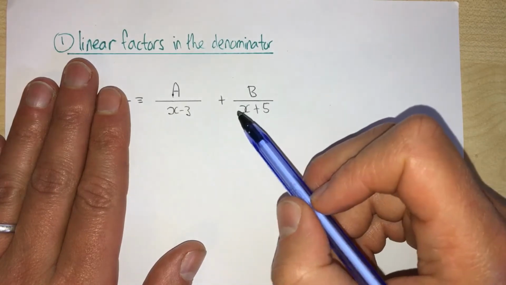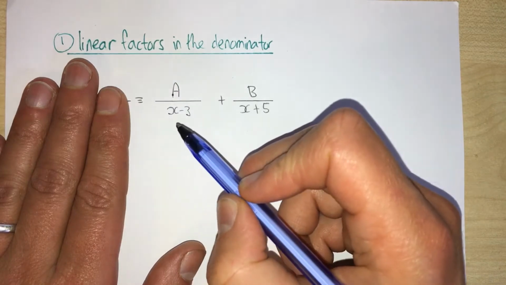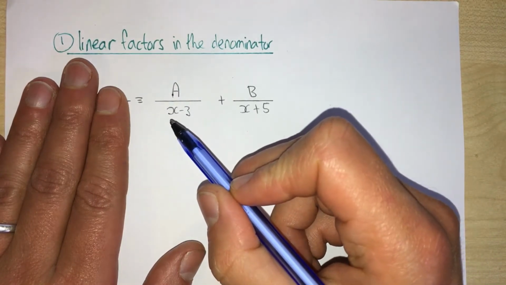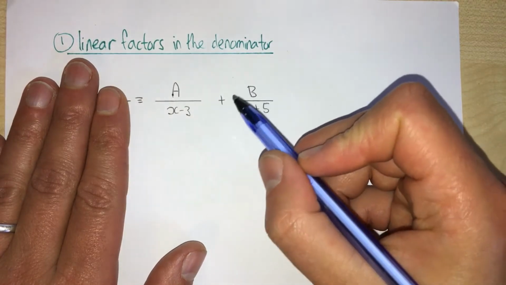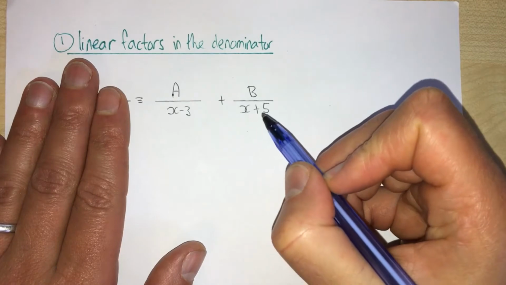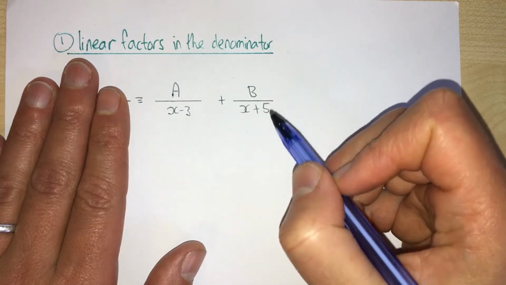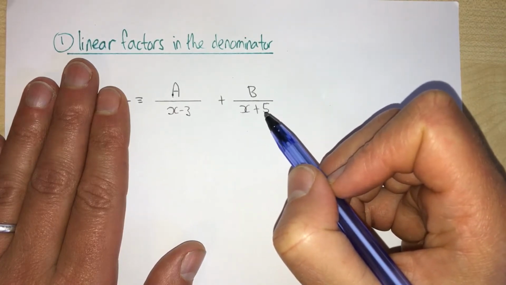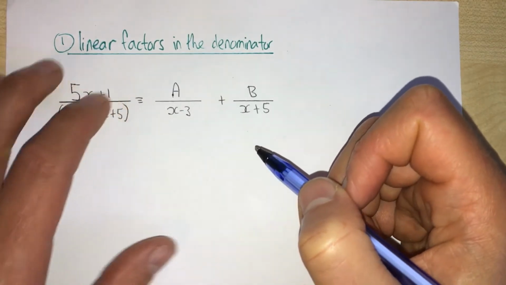Now, just considering the right hand side, when we add fractions, we need the denominators to be the same. So to do that, I'm going to multiply this fraction here by x plus 5, so that the denominator will be the product of x minus 3 and x plus 5. And I'm going to multiply this fraction here by x minus 3, top and bottom, so that the denominator here will be the product of x plus 5 and x minus 3. So let's do that now.